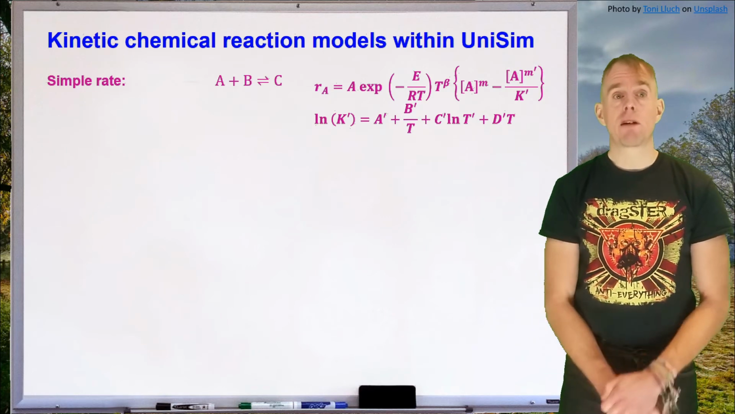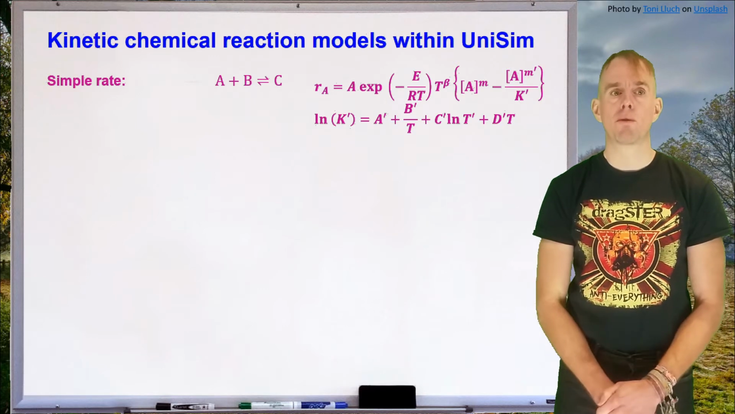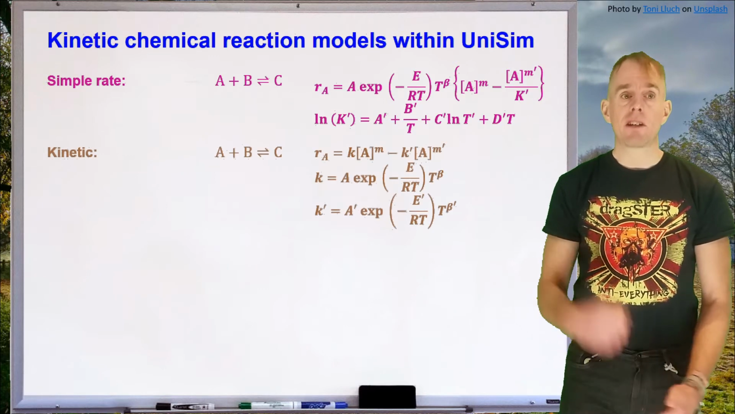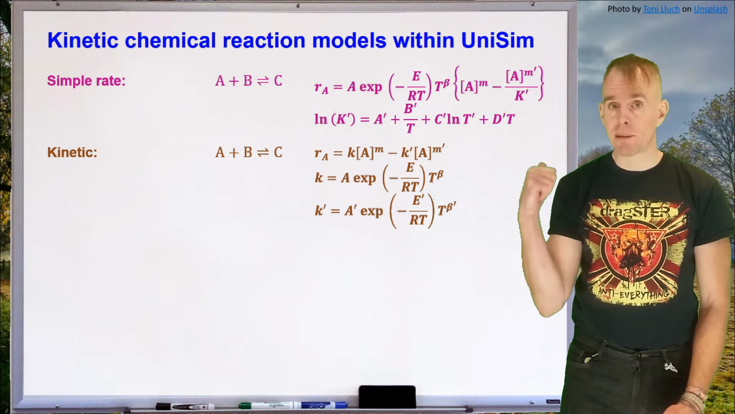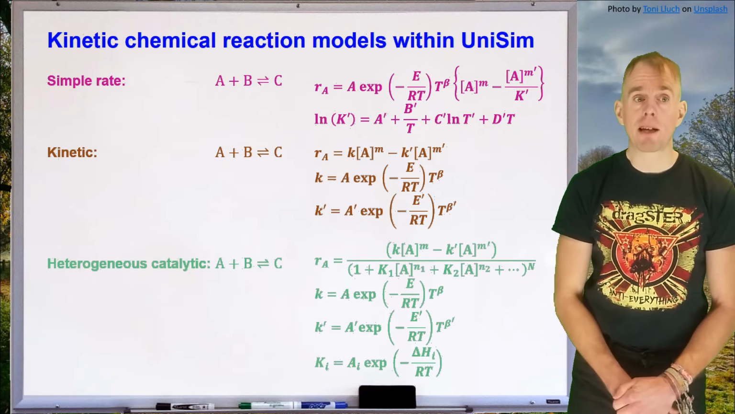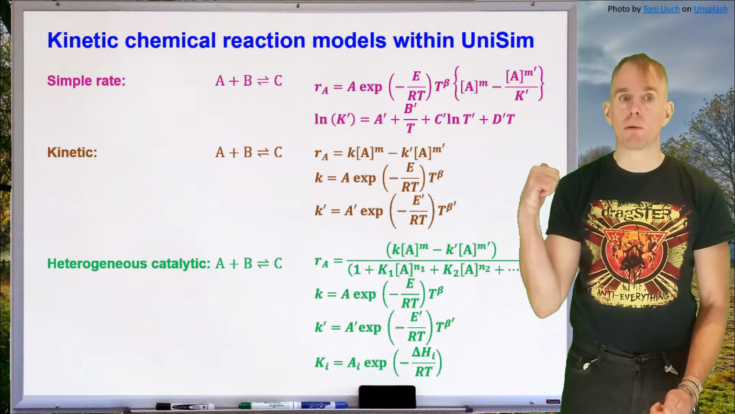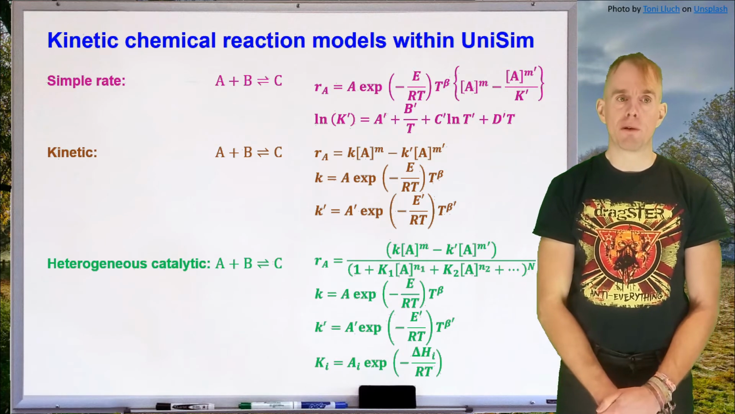There are three major rate models within UniSim. There's a simple rate model that I've put there on the whiteboard for you. There is a kinetic model, which is slightly mathematically different, which I've put there on the whiteboard for you. And the most complex is the heterogeneous catalytic model, which is an isotherm-based model, such as the one I've just put on the board for you.